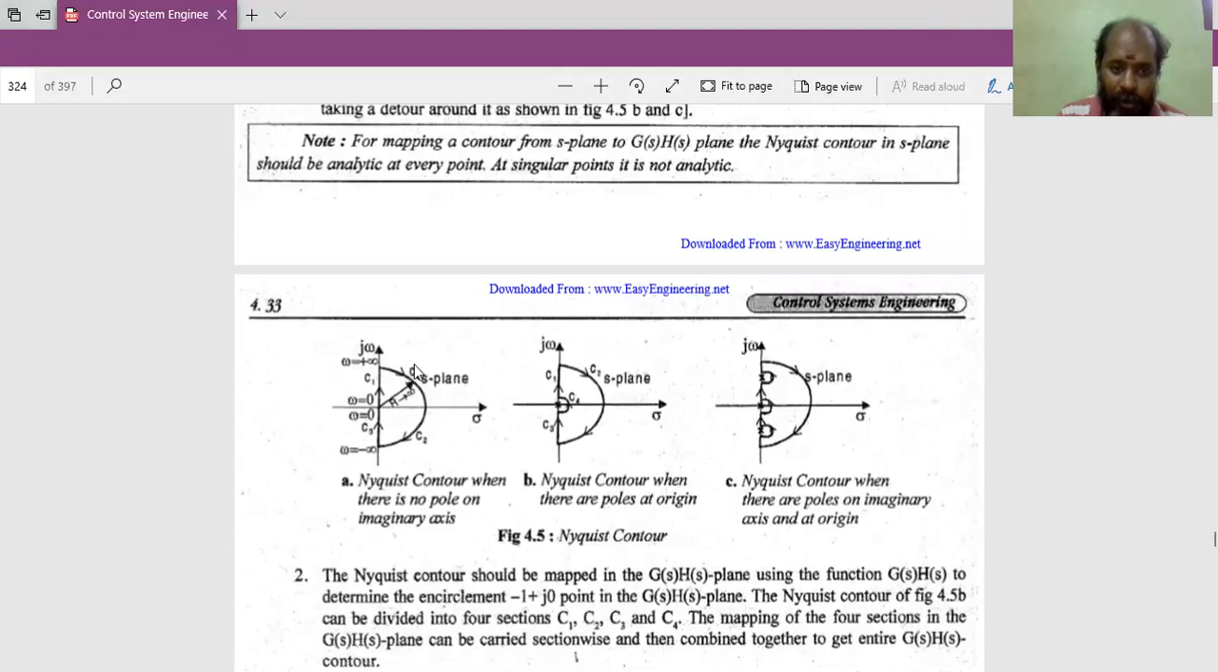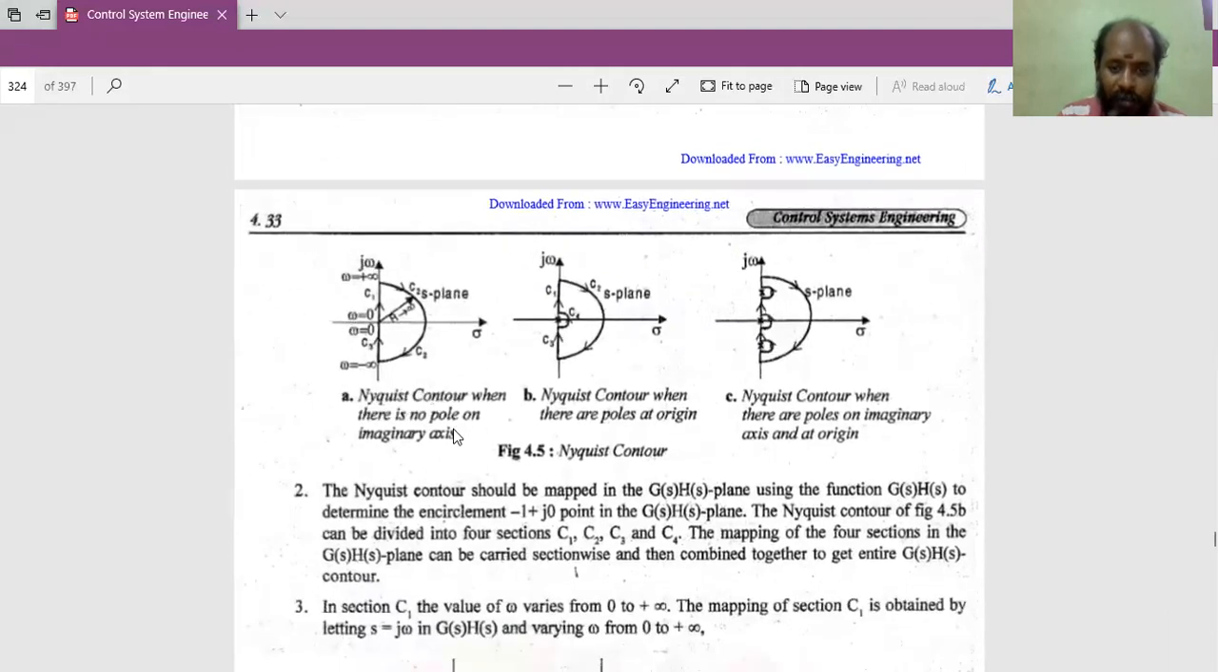Second point: now we have drawn the contour like this. The second procedure is that the Nyquist contour should be mapped. The points here have to be mapped to the G of S H of S plane. Then we have to find the encirclement around -1 plus j0. Okay, let us say for example, the Nyquist contour in figure 4.5b can be divided into 4 sessions, C1, C2, C3, C4. The mapping of the 4 sessions in the G of S H of S plane can be carried out session wise and then it should be combined together to get the entire G of S H of S contour.